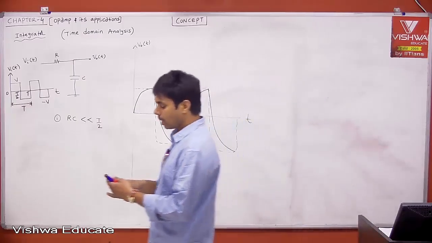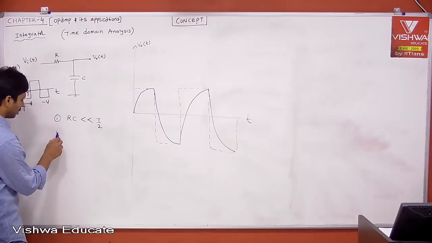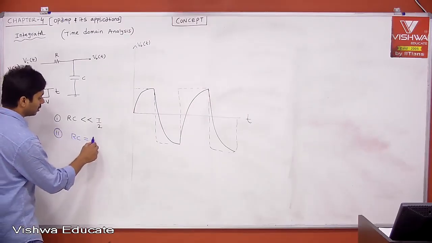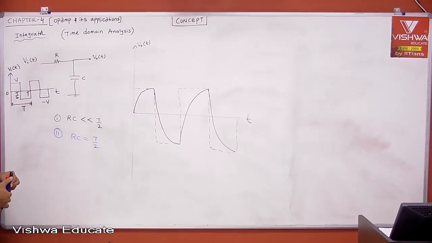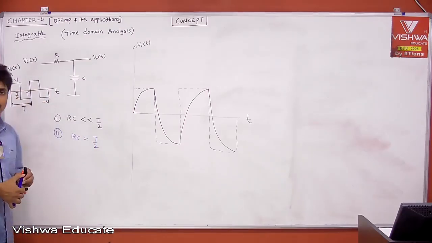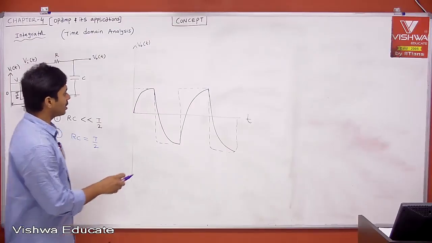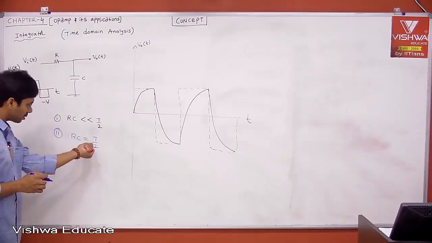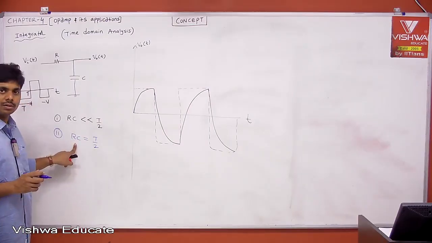Now let's see, maybe I can take case 2. I am using the same color coding. Let us say RC is equal to T by 2. In this time, maybe I can say it will reach 67% of the final value. Then if you ask me how it charges, now RC is not very small, but RC is equal to T by 2. What is the time constant? At time T equal to tau, what is that?